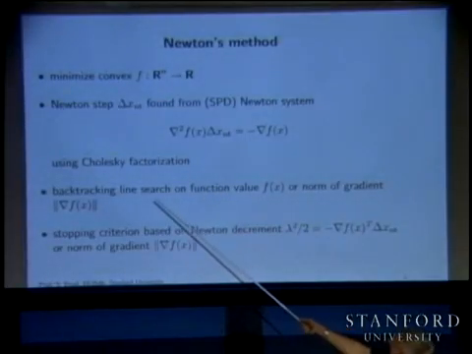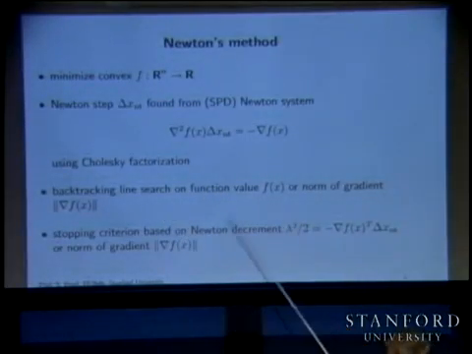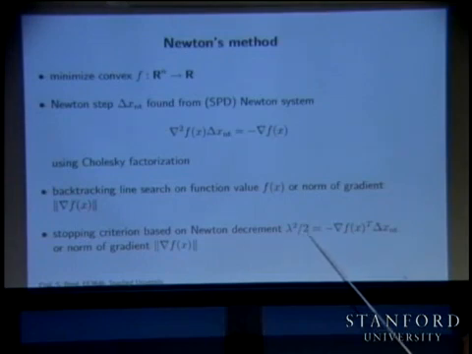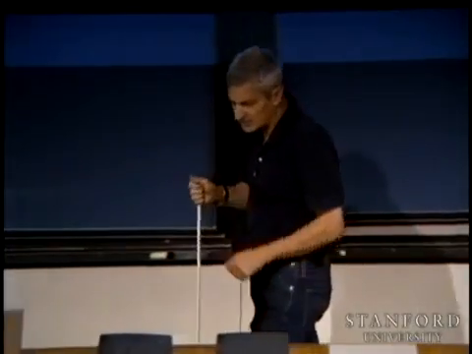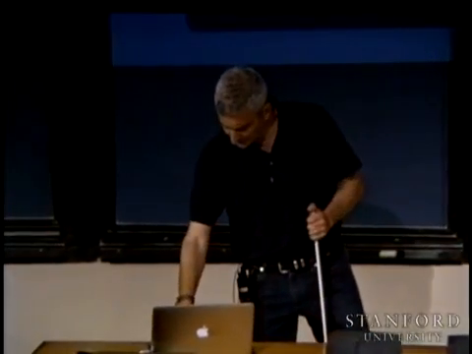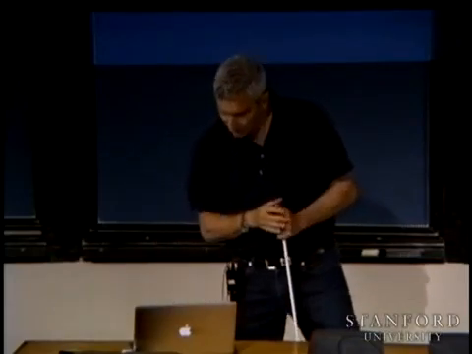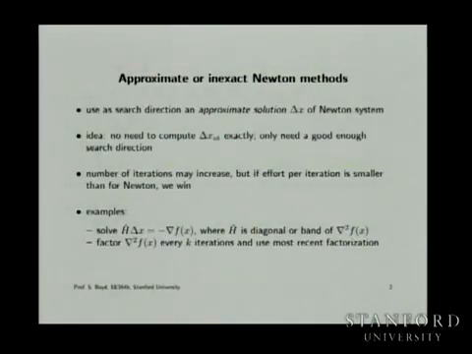Then you do a backtracking line search on the function value. It could be on the function value or the norm, either way. And you'd stop basically based on the Newton decrement, that's this thing, or the norm of the gradient. That would be your typical stopping criterion. Okay, so an approximate or inexact Newton method goes like this. Instead of solving that Newton system exactly, we're going to solve it approximately.